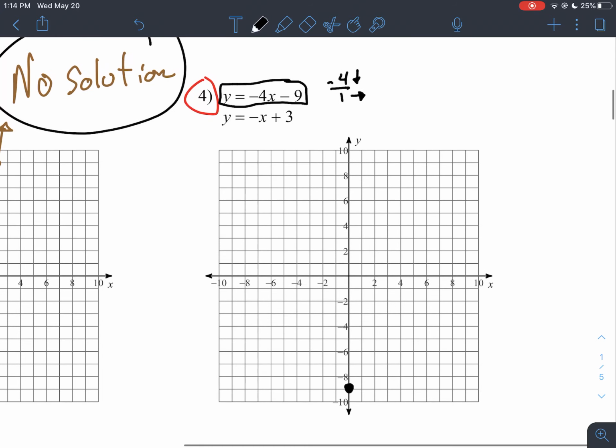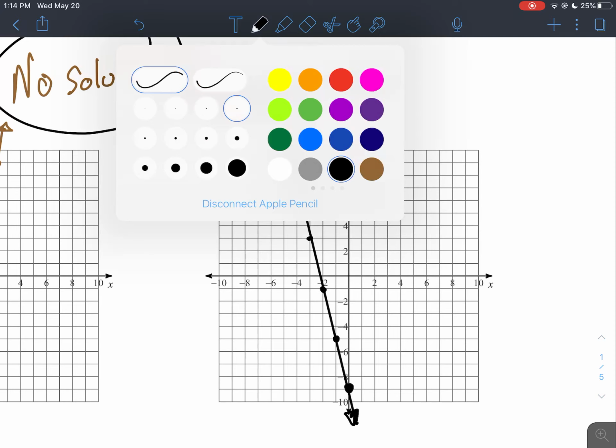If I went down 4, notice I'd be off the charts. So we're not going to do that. We're going to flip the script, though, and we're going to say, all right, instead of going down and right, we're going to go up and left. So we're going to go up 4, 1, 2, 3, 4, and we're going to go left 1. And just continue on for the length of the graph. Okay, and here we go. We have our line. There's our line for the first one.